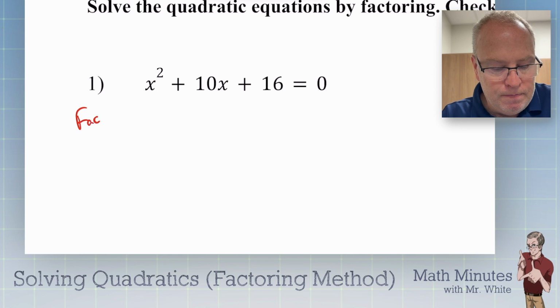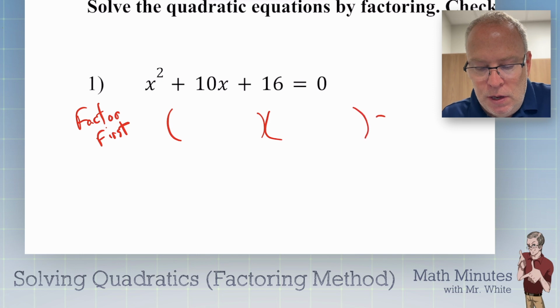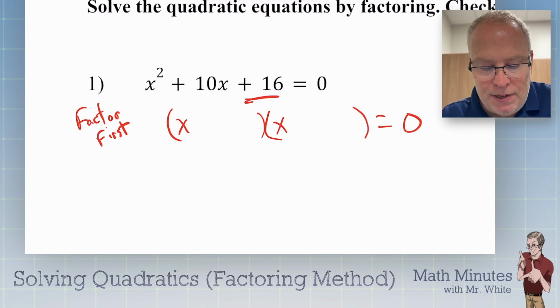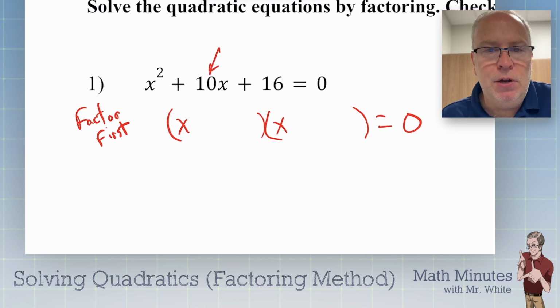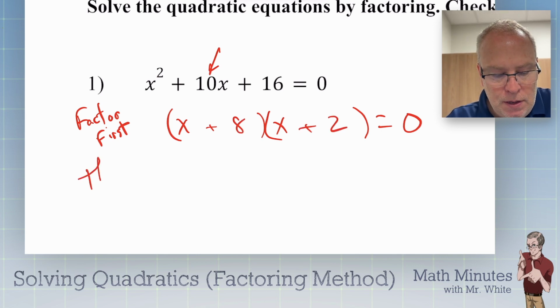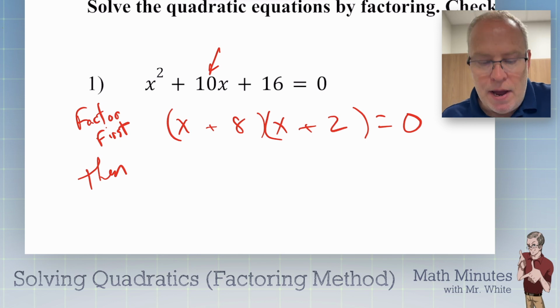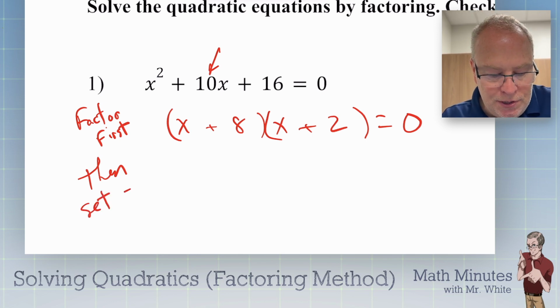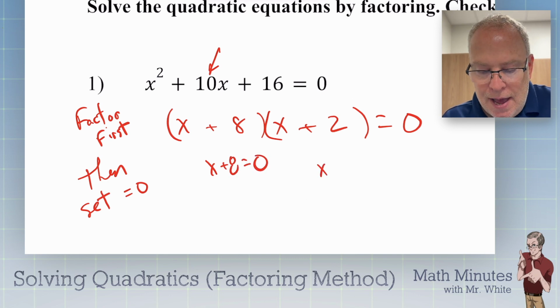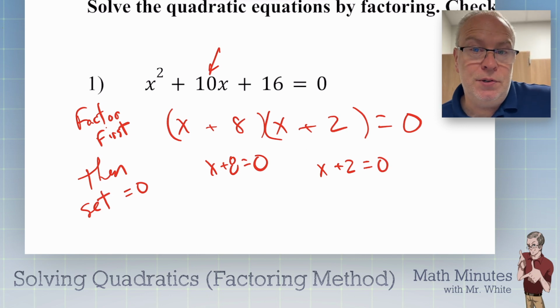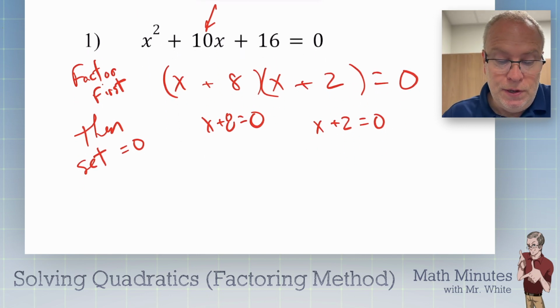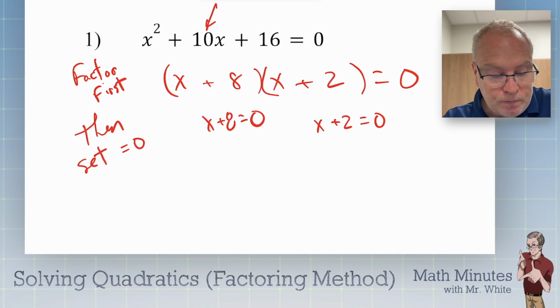You factor first. So you've spent a lot of time learning how to factor. Riddle me this, what multiplies to be 16 but combines to be that middle term, 10? What multiplies to be 16 and adds up to 10 is 8 and 2. So you factor first, then you use the zero product property. You set equal to 0. So x plus 8 is going to be equal to 0, and x plus 2 equals 0 could be another solution. We actually find two solutions here in this quadratic equation.